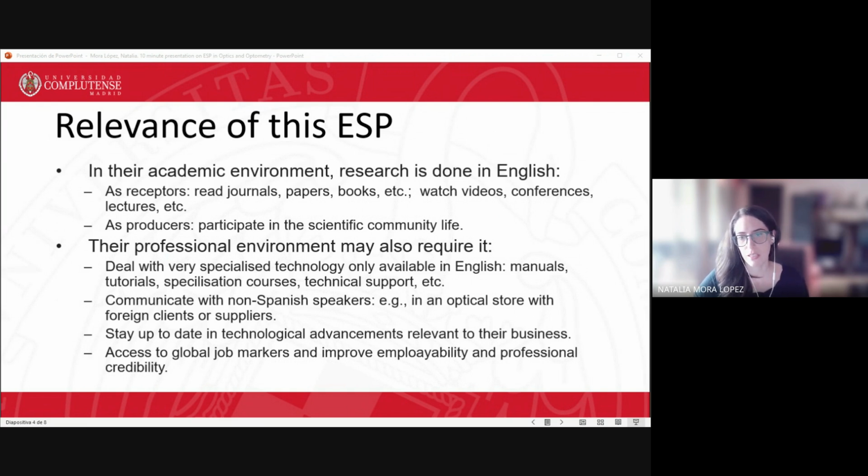Also, students can stay up to date on technological advancements relevant to the business. And also they can get access to global job markets, and improve employability and professional credibility. I'm sorry about the typos.